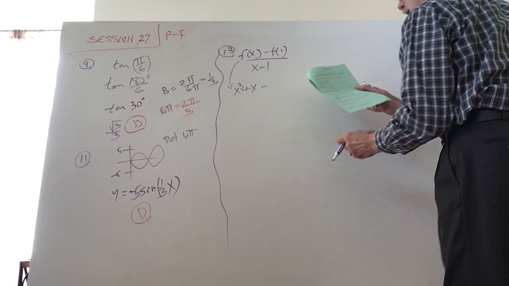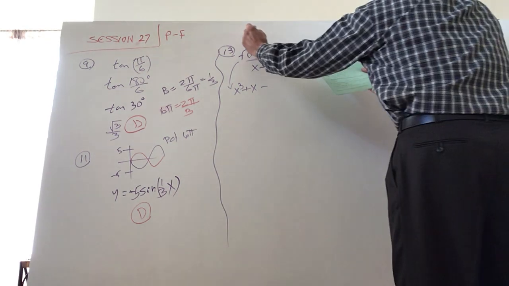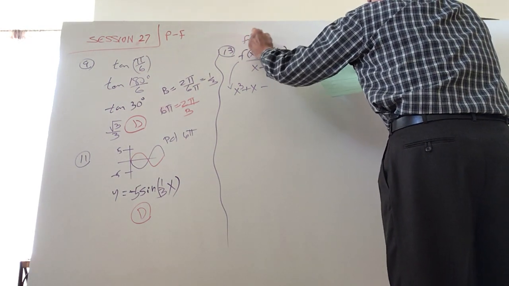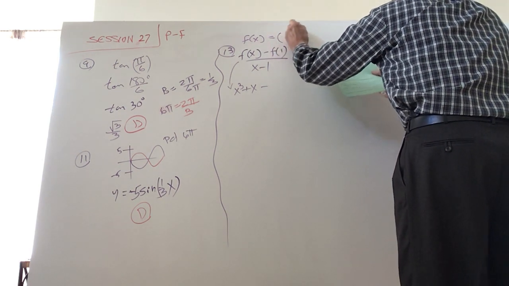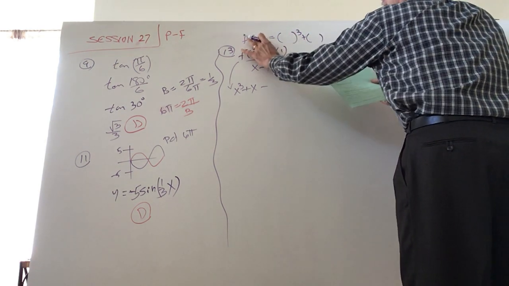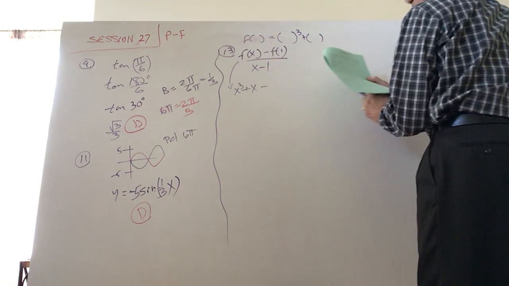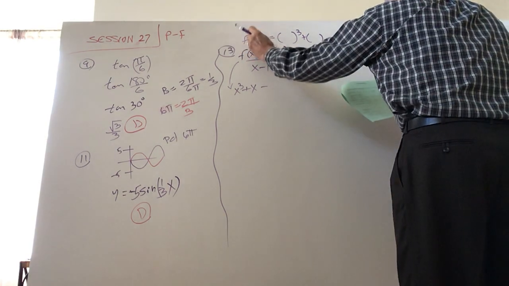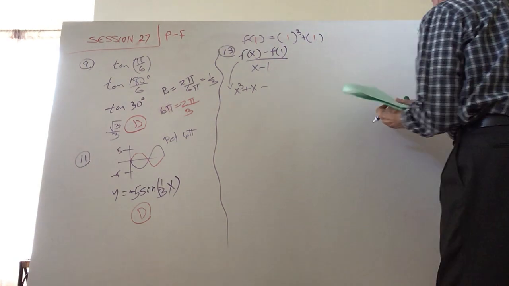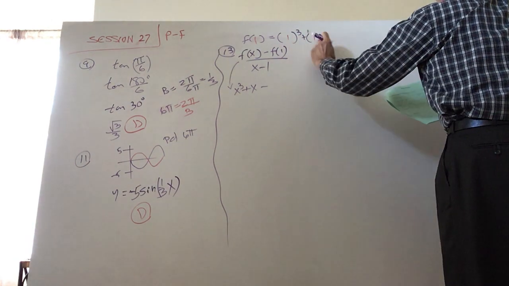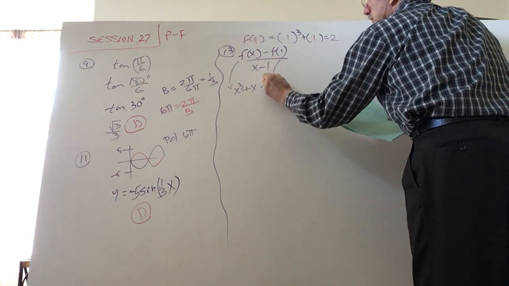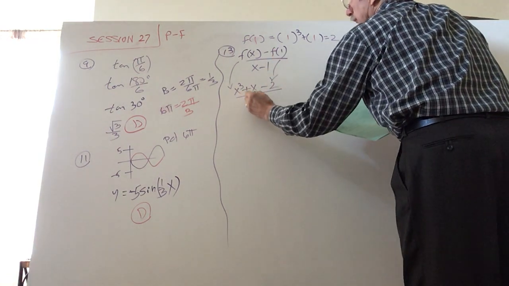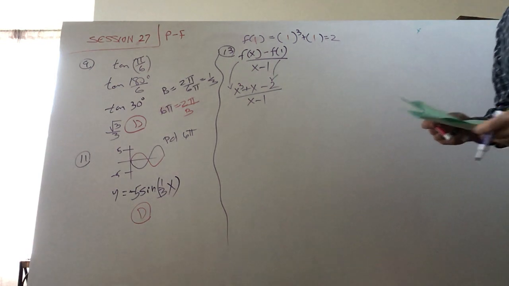And finding f of 1. F of x here is x cubed plus x. And if we're looking for f of 1, let's replace the x with a 1 there. And f of 1 sounds like that's going to be 1 cubed plus 1 more. How about 2, okay? So f of 1 becomes a 2 there. And that's all over x minus 1. There's our answer right there.